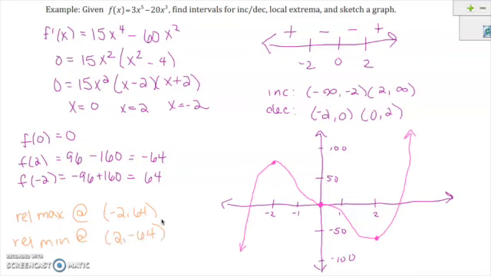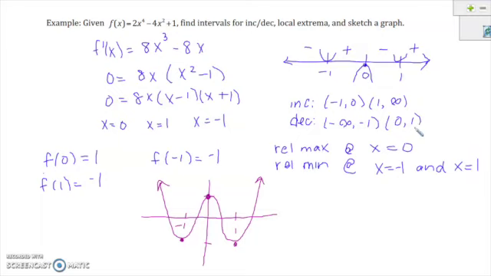So I didn't have anything at 0. 0 was neither. And you don't have to state that. It's not asking for you to state the neither points, but it's important to point out. Did I skip it in this one too? No, I wrote that. I didn't put the values. This would have been 0, 1. And this would have been negative 1, negative 1, and 1, negative 1.